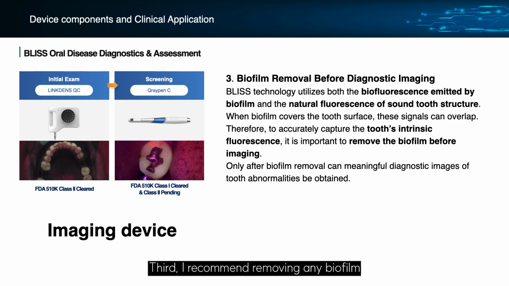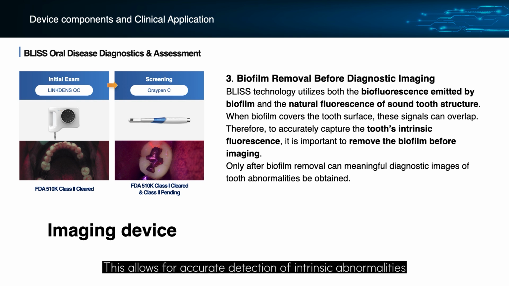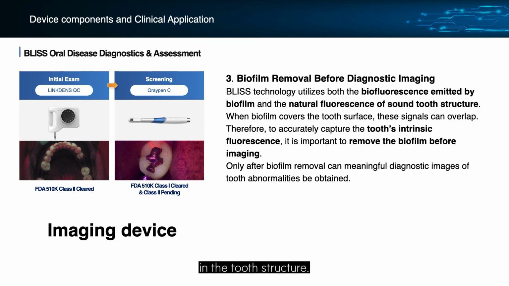Third, I recommend removing any biofilm covering the natural tooth before imaging. This allows for accurate detection of intrinsic abnormalities in the tooth structure.